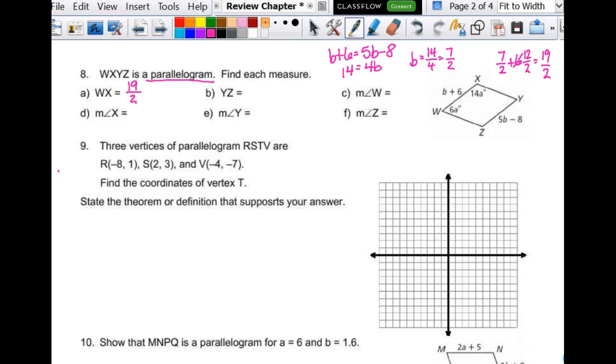Then the length of YZ, well, it's just 19 over 2 for the same reason. If it's a parallelogram, then the opposite sides are congruent, and I don't have to really do any work.